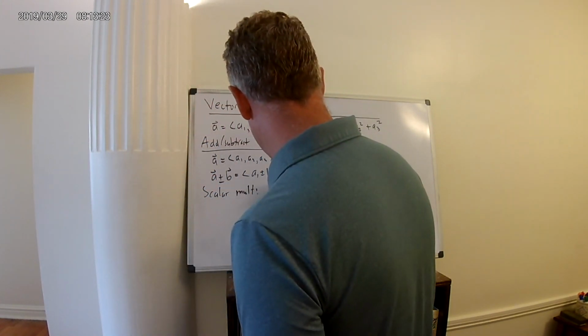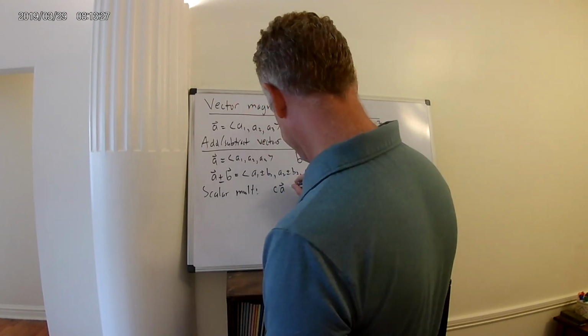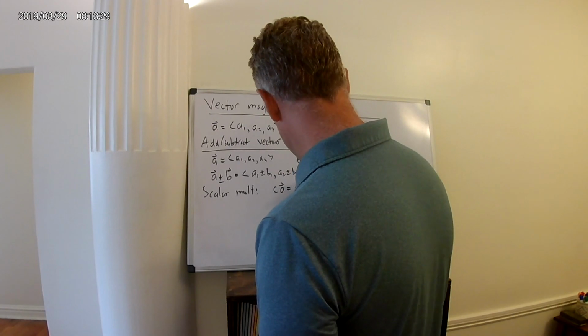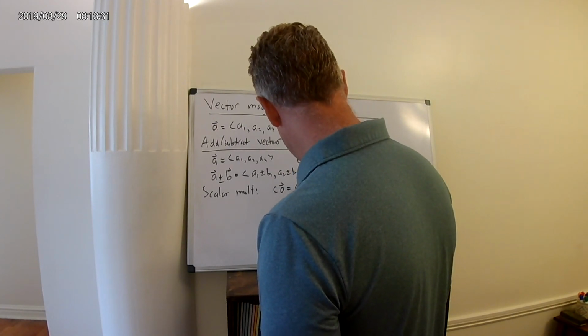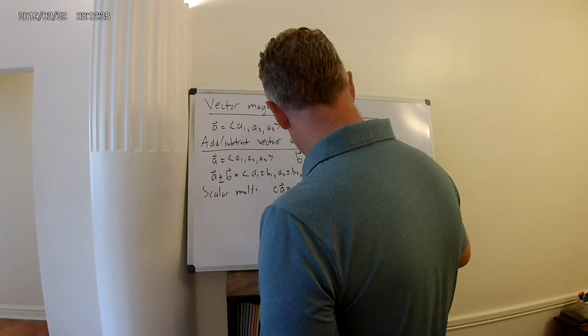And scalar multiplication is similar. If you're interested in C times A, in component form, this would be CA1, CA2, CA3, okay?